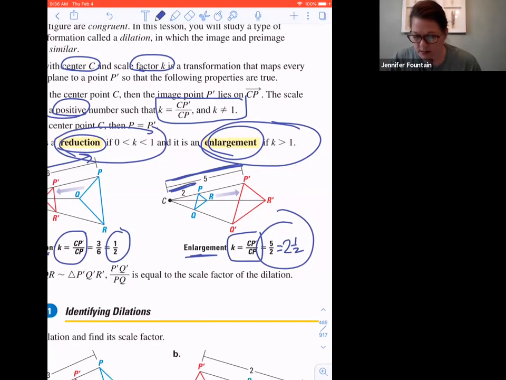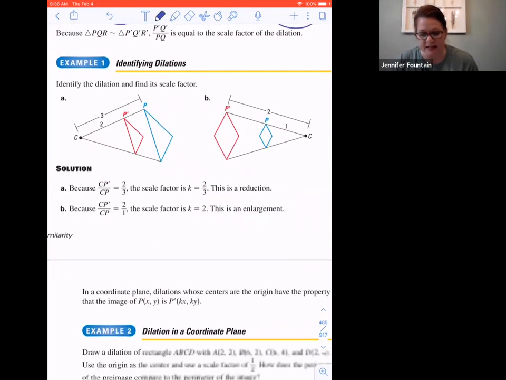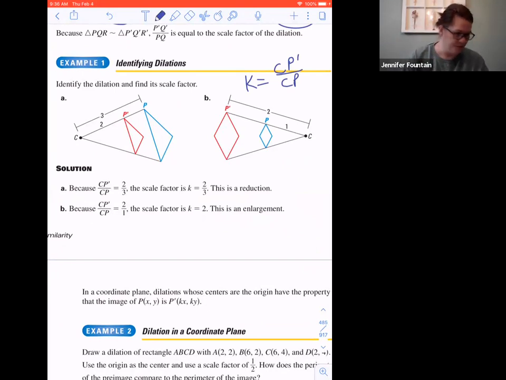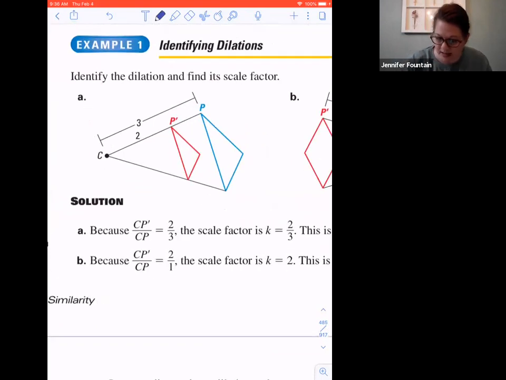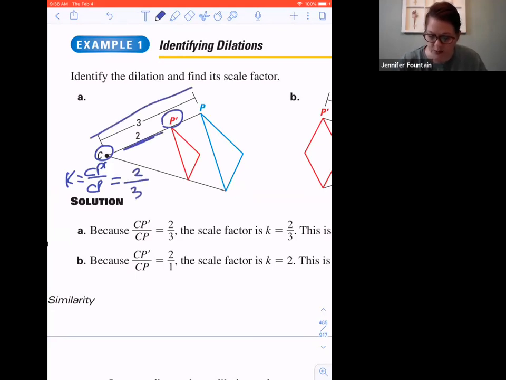All righty. So example 1, identify the dilation and find its scale factor. So remember, we're using K is equal to CP prime over CP. If I have K equals CP prime over CP, that means CP prime, I'm talking about this section, is 2. C to P is 3. So in this situation, my scale factor K is equal to 2/3.